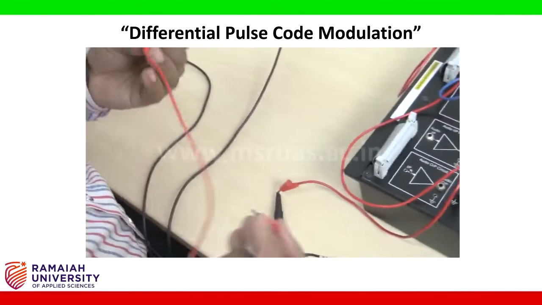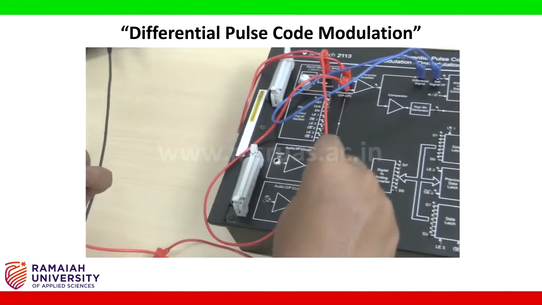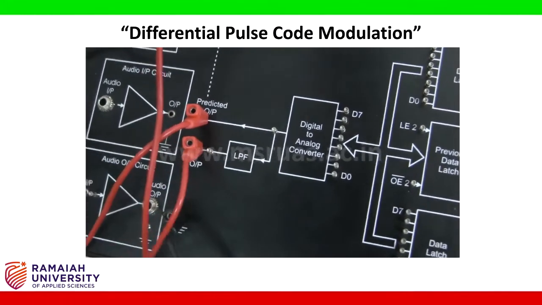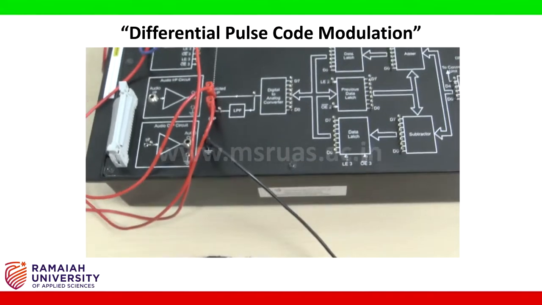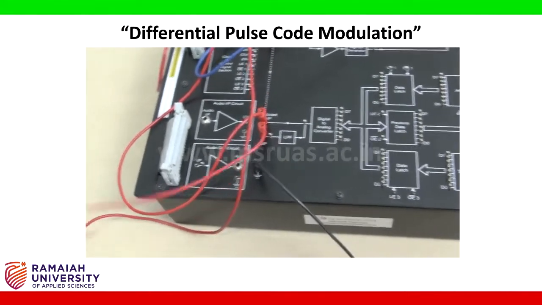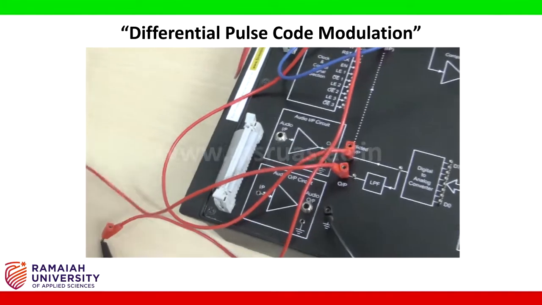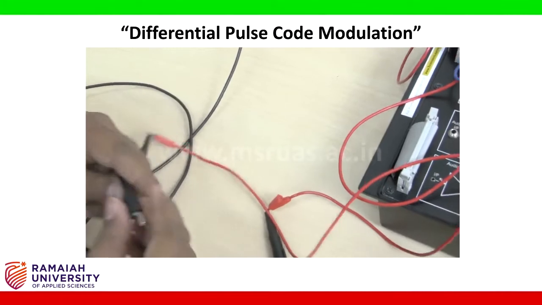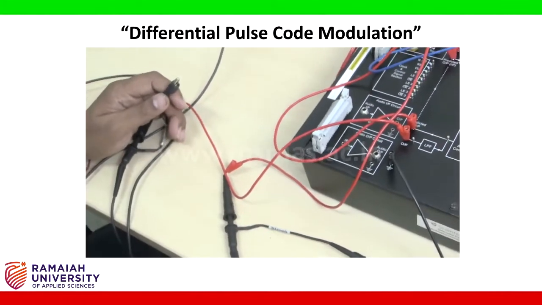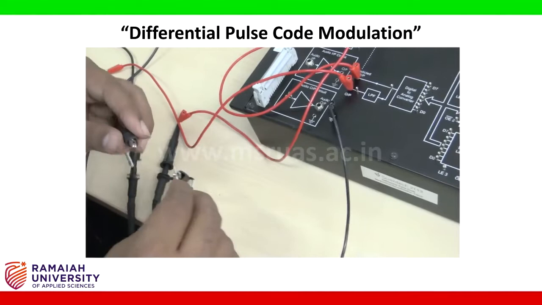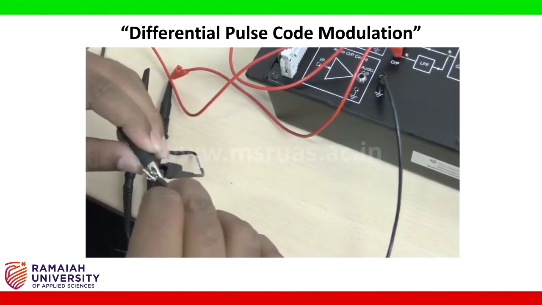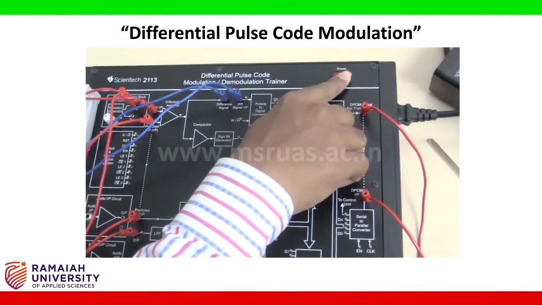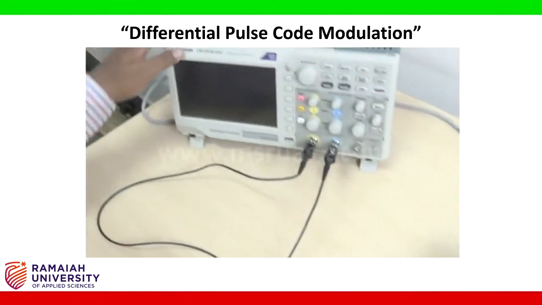Again, the output of the low pass filter is connected to the probe of channel 2 of the digital oscilloscope, and again we are going to connect the negative to the ground. Now switch on the power supply of the board as well as the digital oscilloscope.